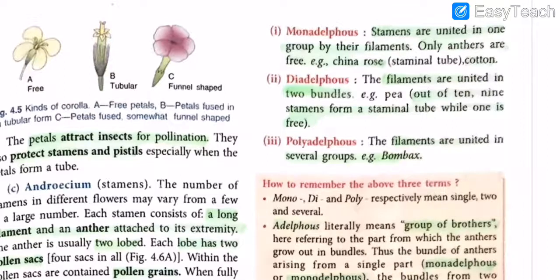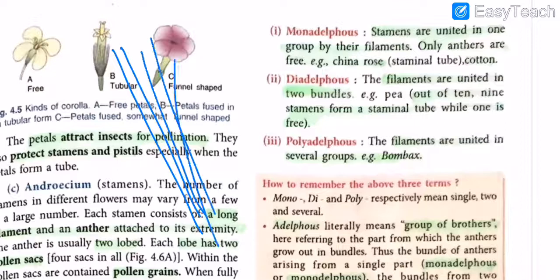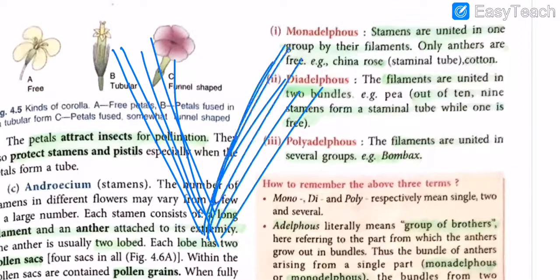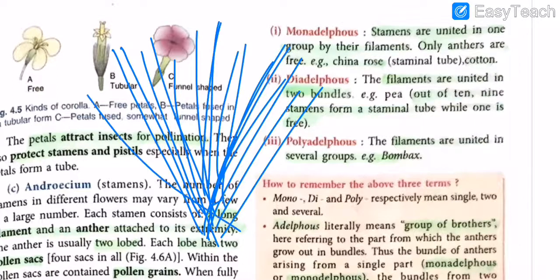Then you have the didelphis. The filaments are united in two bundles. So this is one bundle, and this is two bundle. Okay, and then you have polydelphis. That is, filaments are united into several groups. So this is also one group, this is also one group, this is also one group. You have several groups. Now there is no exact number. It can be of any type. It can be how much ever, right?